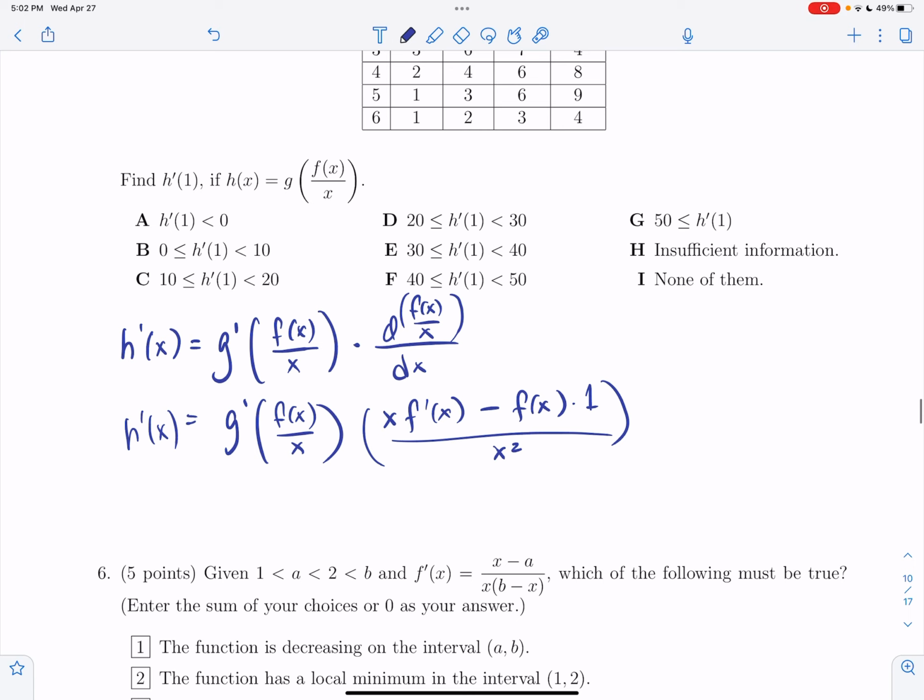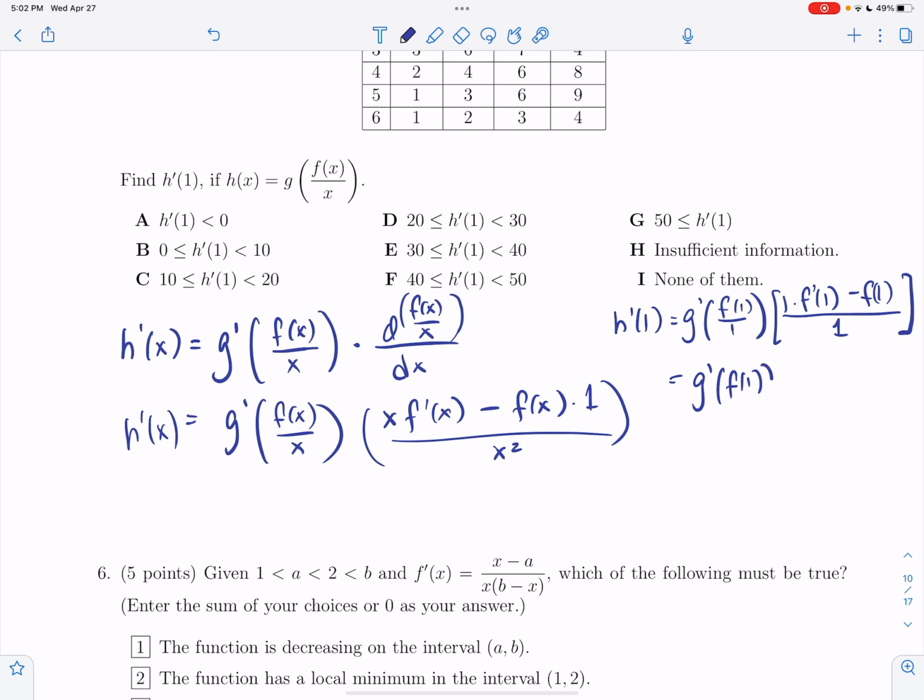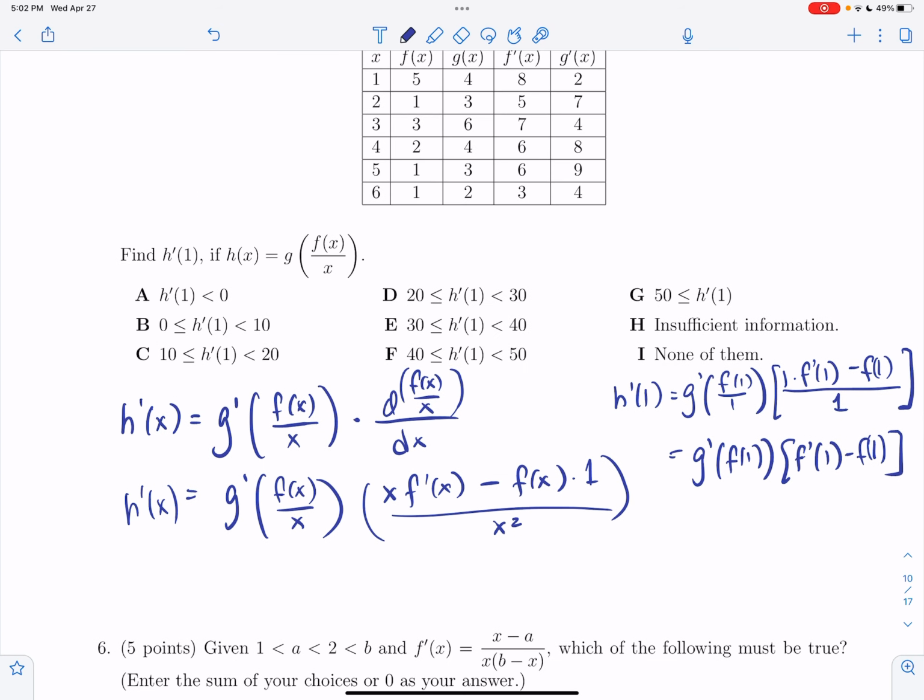So what is h prime of 1? It will be g prime at f of 1 over 1, times 1 times f prime of 1 minus f of 1 times 1, divided by 1. So that is just g prime at f of 1 times f prime of 1 minus f of 1. So you can actually find the exact value.